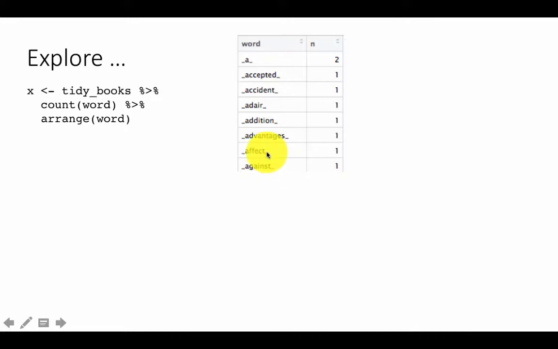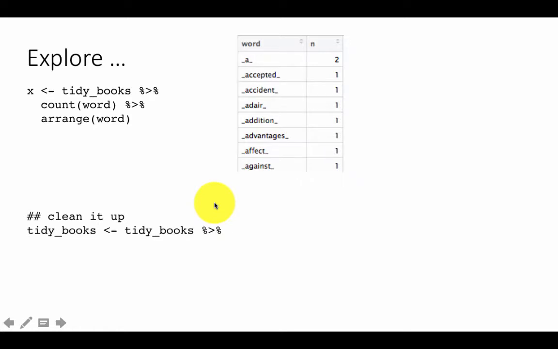So clearly, we want to get rid of these underscores also, right? Otherwise, effect underscore would be considered as one word, and effect all by itself would be considered a different word, which would not be correct, okay? So that's what we see. And of course, you notice that these are all very, very rare occurrences, right? We've counted how many times the word occurred in the entire works of Jane Austen, and underscore accepted underscore has occurred once. Okay, so these are not significant occurrences at all. I don't know why these happen. Nevertheless, just for clarification and just for cleanliness, we should get rid of those underscores.